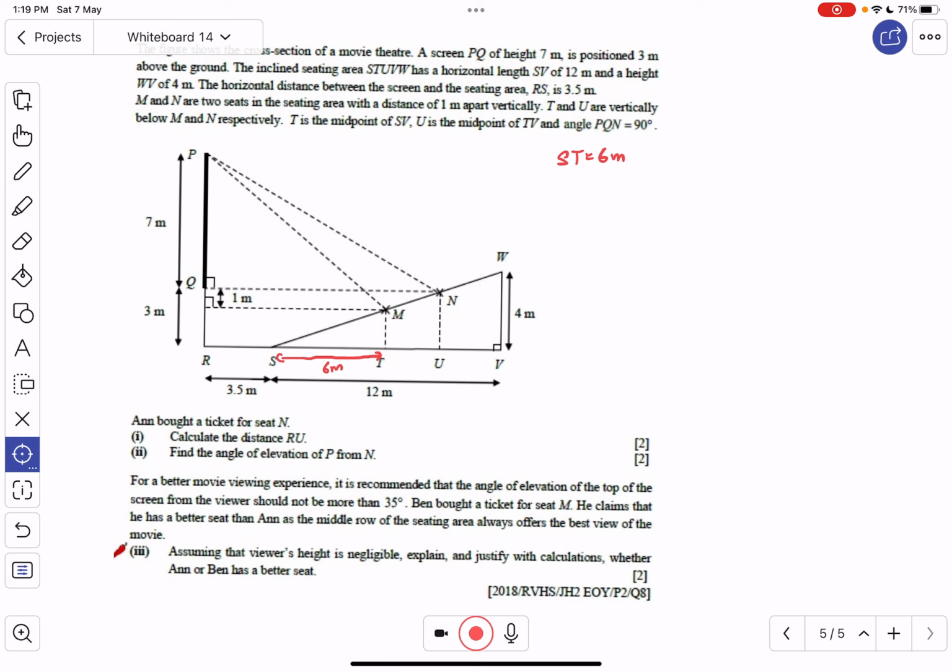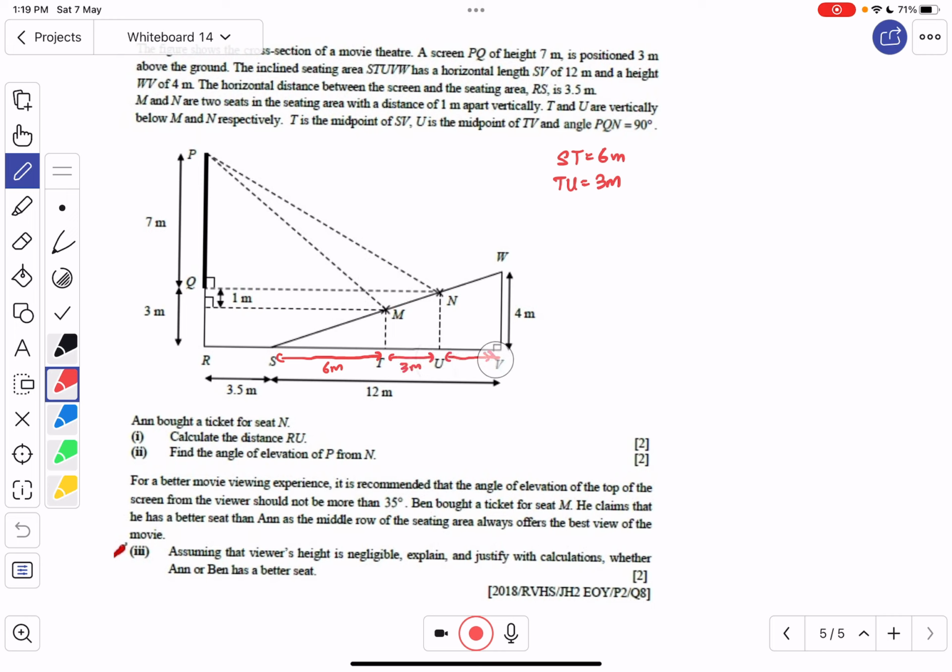At the same time, U is the midpoint of TV, so this is also 6 meters, and TU will be half of 6 meters. So TU will be equal to 3 meters, since TU is half of TV. So from here, if I want to calculate RU, it will just be RS plus ST plus TU, which would be 3.5 added to 6 added to 3. That will give you a total of 12.5 meters.